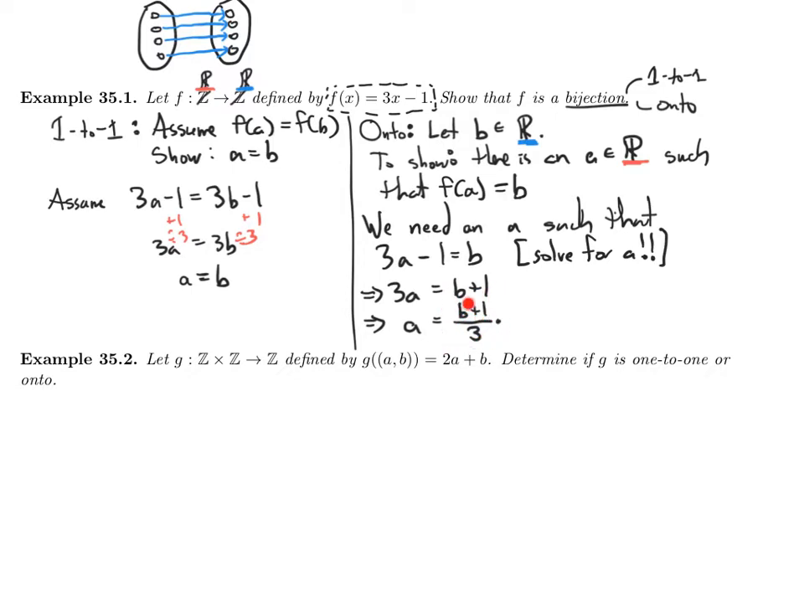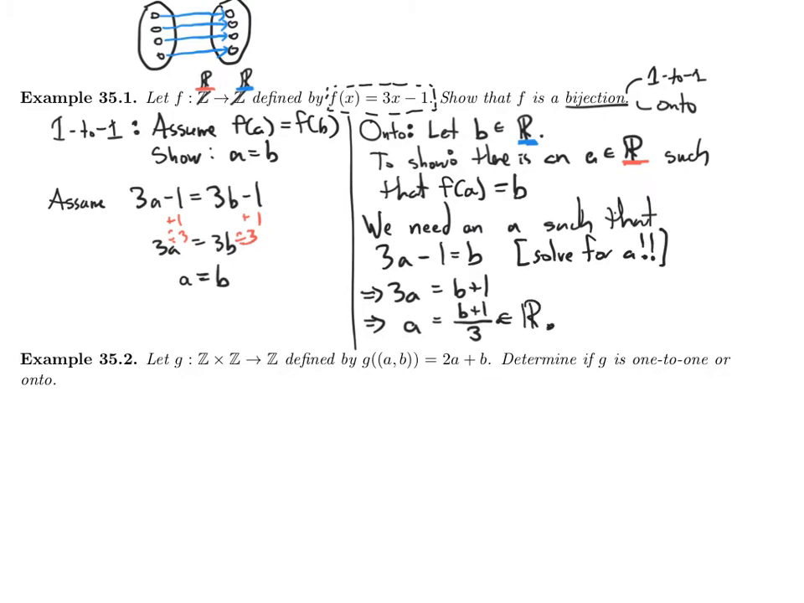And let's just check that this is indeed a real number. Well, it's always a real number. The top is, of course, a real number. The bottom, the denominator, is 3. It's never going to be 0. It's never going to be undefined. So this always exists. So this is indeed a real number. So we're good to go.